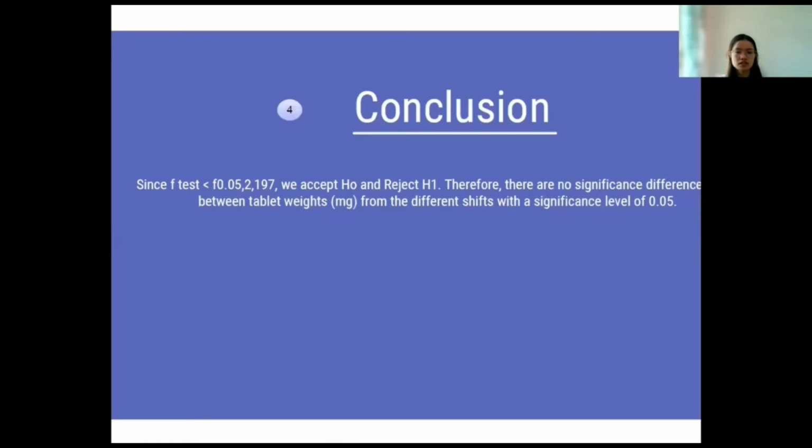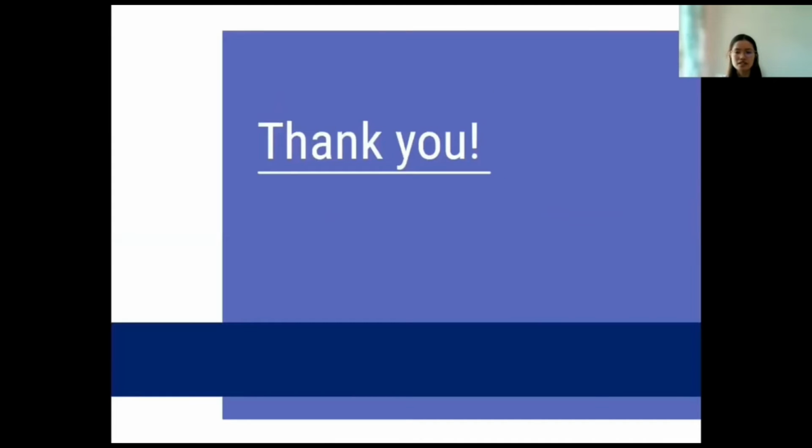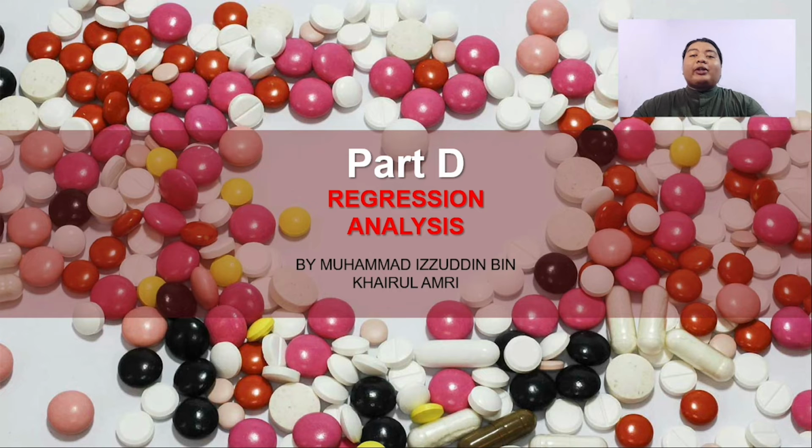In conclusion, since the F-test is less than F0.05, 2, 197, we accept H0 and reject H1. Therefore, there is no significant difference between tablet weights from the different shifts with a significance level of 0.05. That's all from question C. Thank you.